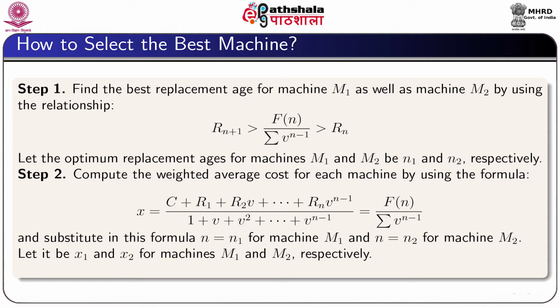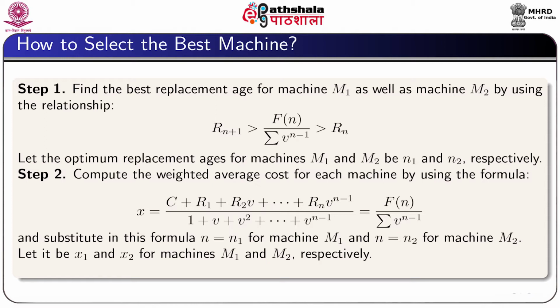In step 1, we first find the best replacement age for machine M1 as well as machine M2 by using the relation Rn plus 1 is greater than Fn by sigma V to the power n minus 1, which is greater than Rn. Let the optimum replacement ages for machines M1 and M2 be N1 and N2 respectively.